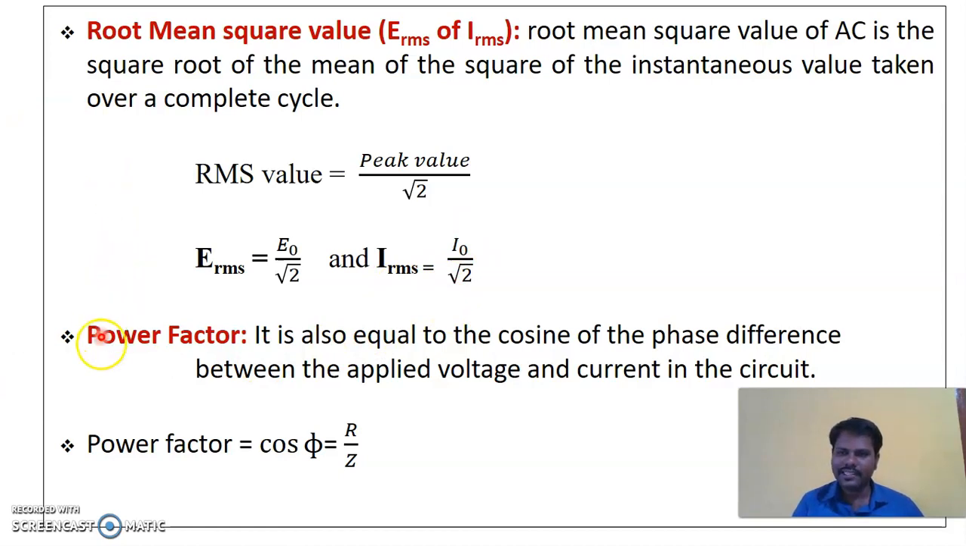Lastly, let us understand the power factor. It is equal to the cosine of the phase difference between the applied voltage and the current in the circuit. So the power factor is given by cos phi, which is also given as R by Z. Z is impedance. We will learn about it in the LCR series circuit.